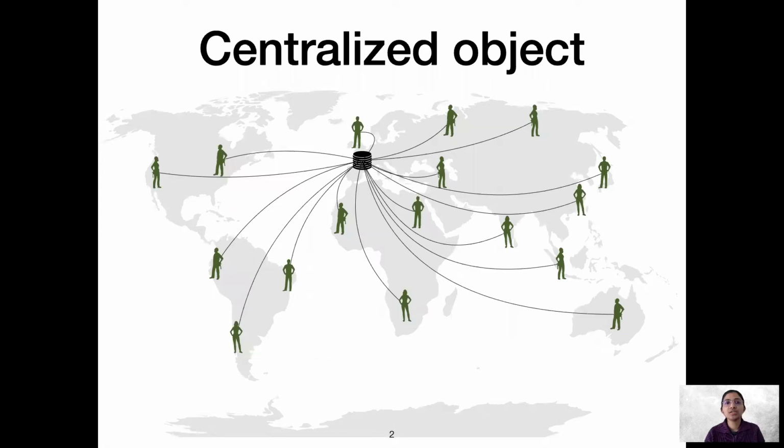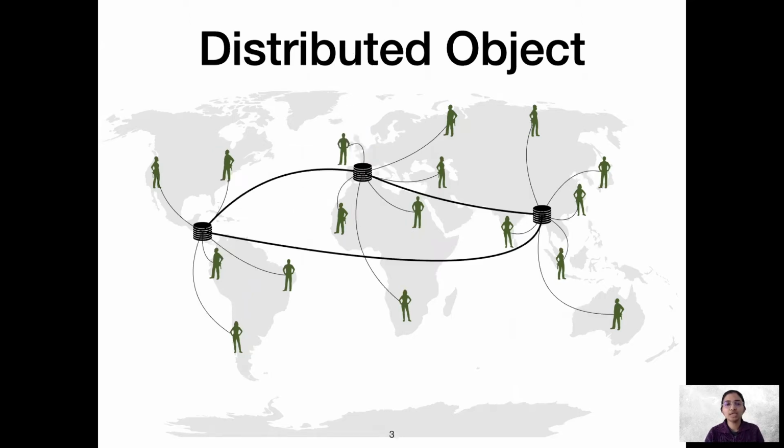First, let's consider a centralized web application that serves users across several geographical regions. All users from all locations are connected to a single replica, and thus the perceived latency for the distant user would be very high. In order to lower the latency, the centralized object is distributed into three replicas across different continents, and the users are connected to the nearest replica. This ensures that we provide low latency service to the users.